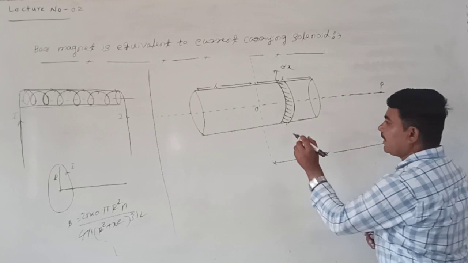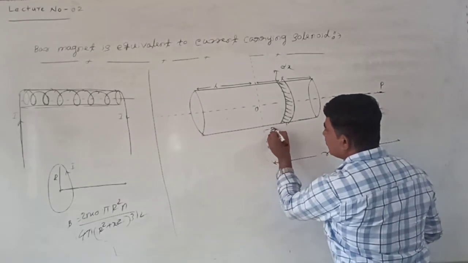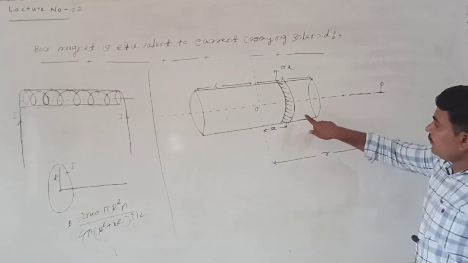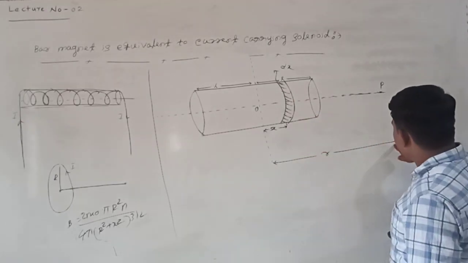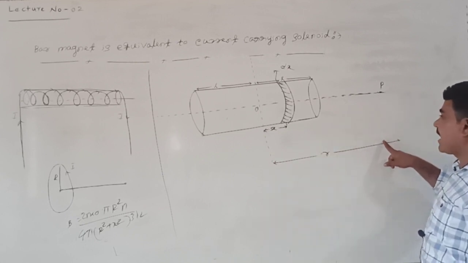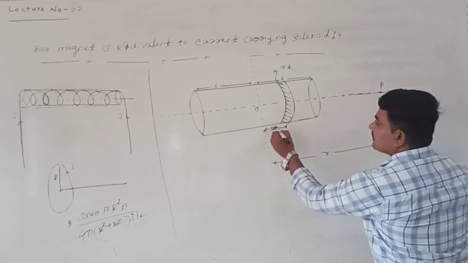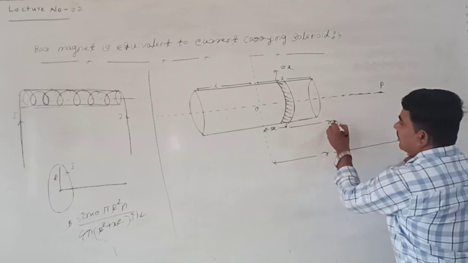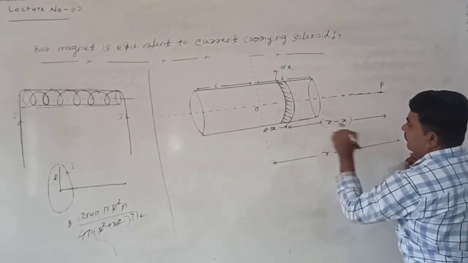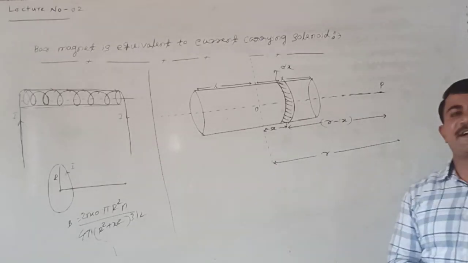And the circular element from this center, how much distance is available? x distance is available. Right. Then this is r, from the center of the current carrying solenoid to the point where we need the magnetic field, and this is x. What is remaining? This remaining is equal to r minus x. Are you following me? Right or wrong?